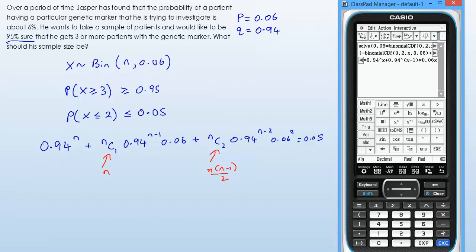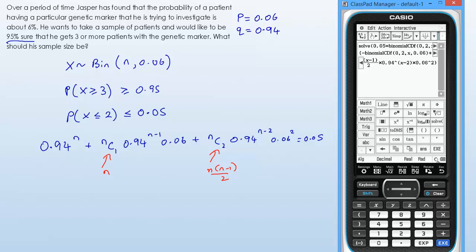And then we've got the nC2, which is x bracket x minus 1 over 2, and that's got to be multiplied by 0.94 to the power x minus 2 times 0.06, and that's got to be squared.